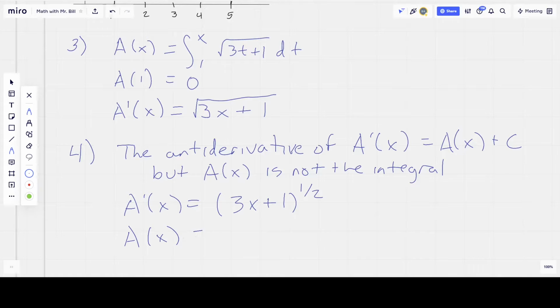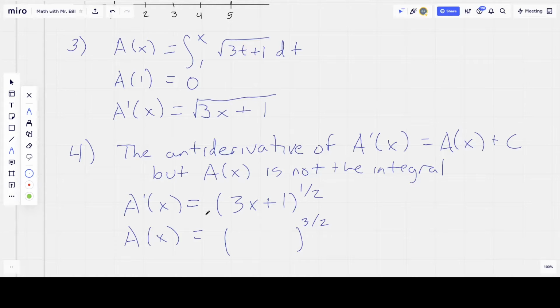So A of x here is equal to, well, what would we do? Well, to find (3x plus 1) to the 1/2 as a derivative, we would take the exponent of our original function and subtract 1. So what would we subtract 1 from to get 1/2? Would we get 3/2? That 3/2 would come down front.